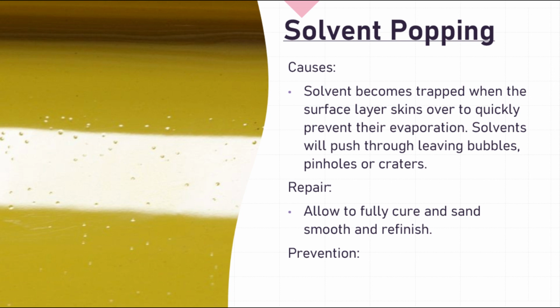Another common paint defect is solvent popping. This happens when solvents become trapped when the surface layer skins over too quickly and prevents evaporation. Solvents will then push through, leaving tiny bubbles, pinholes, or craters. To repair this, you will need to allow the product to fully cure, then sand smooth and refinish.